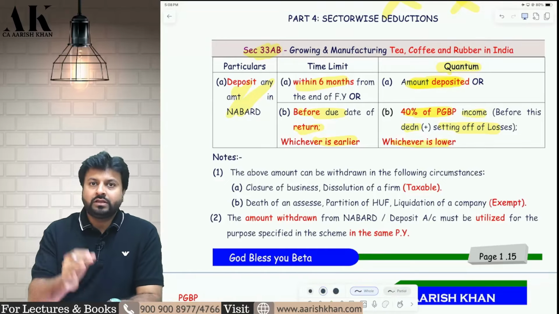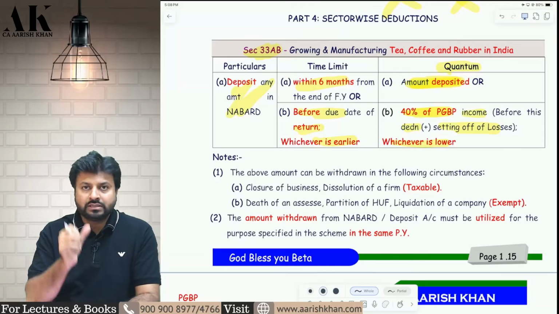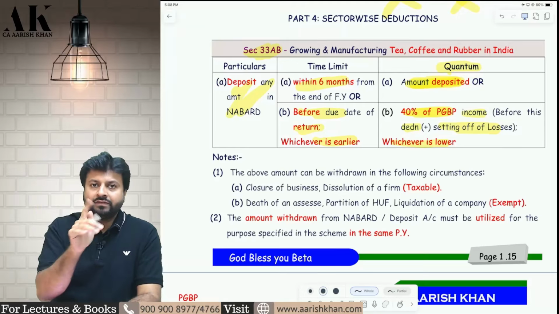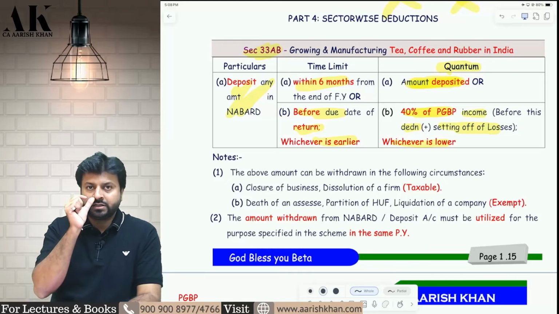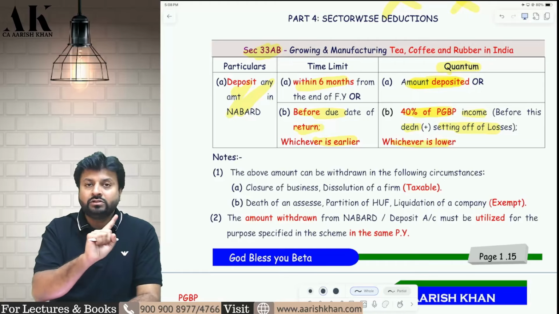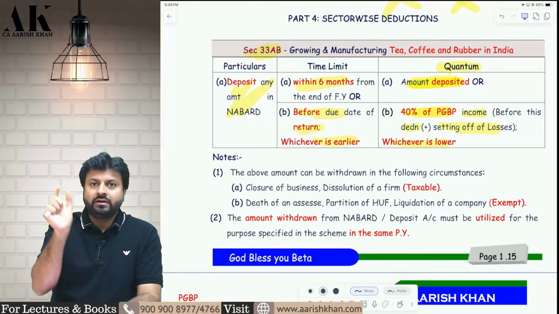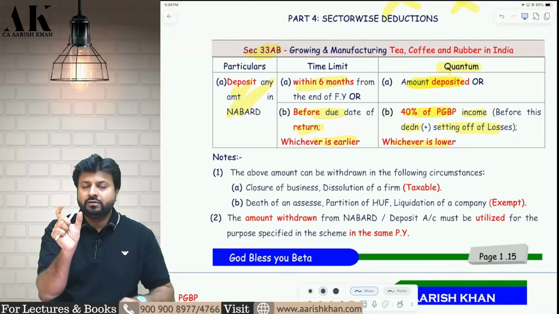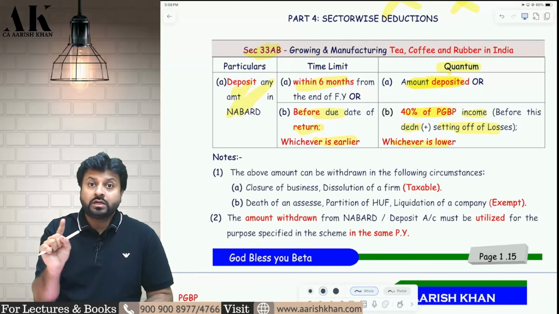Now, the most important thing while solving the sum, how you are going to solve the sum. First of all, they will give you a PGBP income, which is a composite income. The first thing that you will reduce from that is the 33AB deduction. Reduce the 33AB deduction, whatever amount will come after that, then don't reduce the loss directly. That is where a student will make a mistake. First, PGBP income, a composite income, less deduction under 33AB, you will get an amount. Then don't reduce the loss.